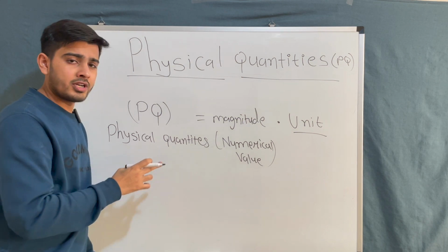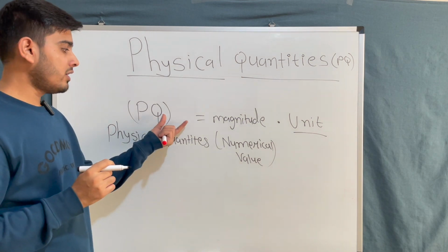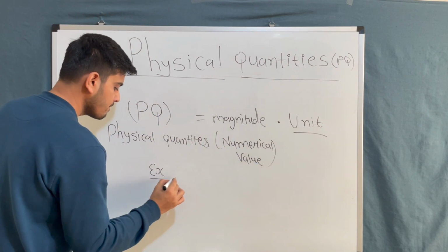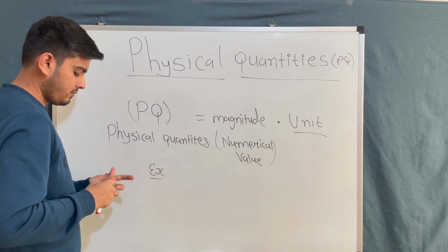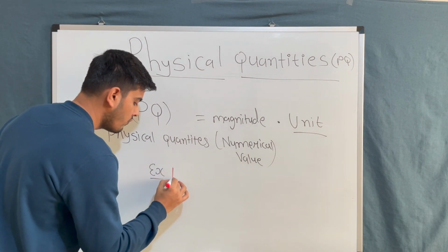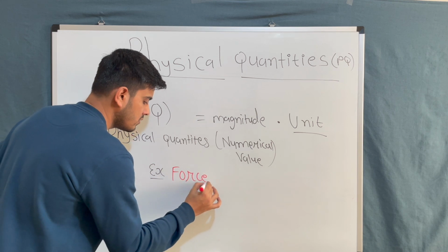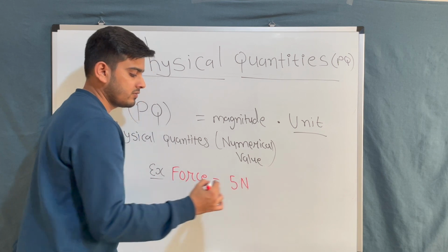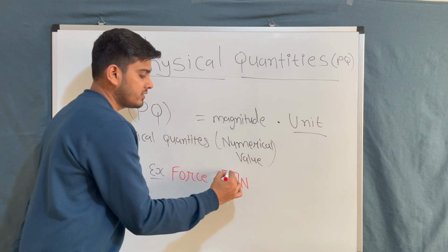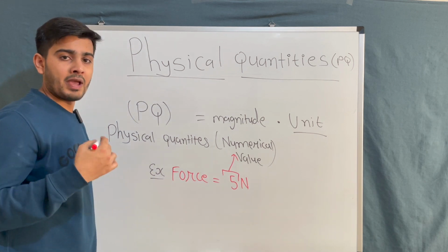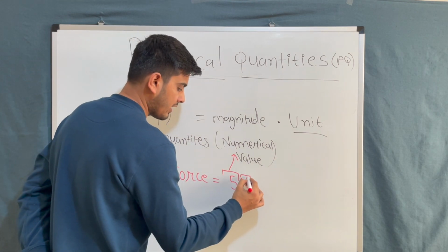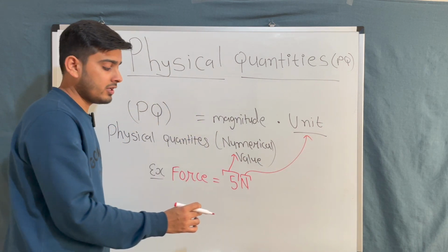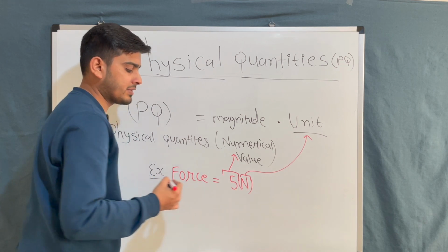Remember, all the physical quantities have their specific symbol and their corresponding unit. For example, force. We can write the force like 5 Newton. So 5 is the numerical value or magnitude, and this N is the unit. This N is the symbol of Newton. We write it as the symbol capital N.